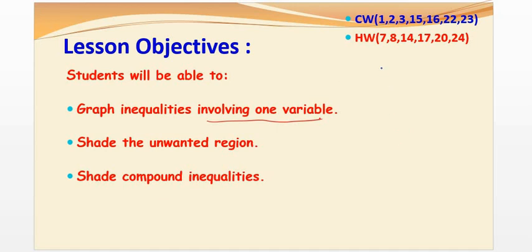Now what does it mean? For example, if I have y is less than 5, it's an inequality. When I want to graph this inequality on the coordinate plane, I have to draw a line on the graph paper. First I have to draw the line y equals 5. I have to find where this line is on the graph paper, and then decide, according to this line, which region to choose. Remember, I will always shade the unwanted region.